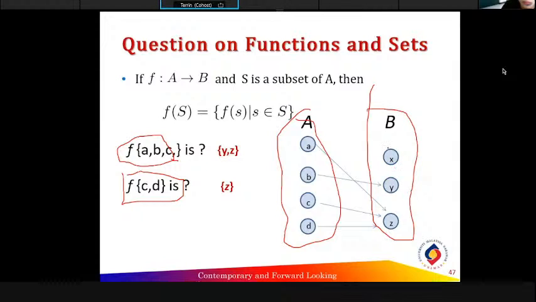So that is why you have the codomain and range, because there are instances where your codomain is not the same as your range. That means there are some elements in B which are not being mapped or being assigned. Understand?